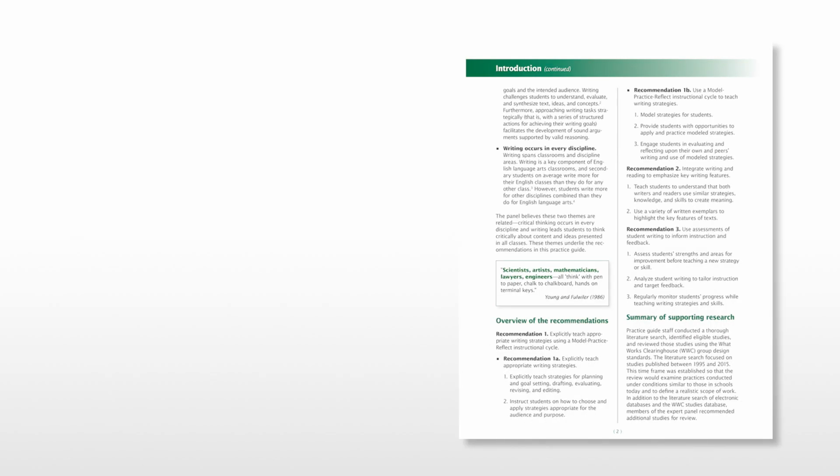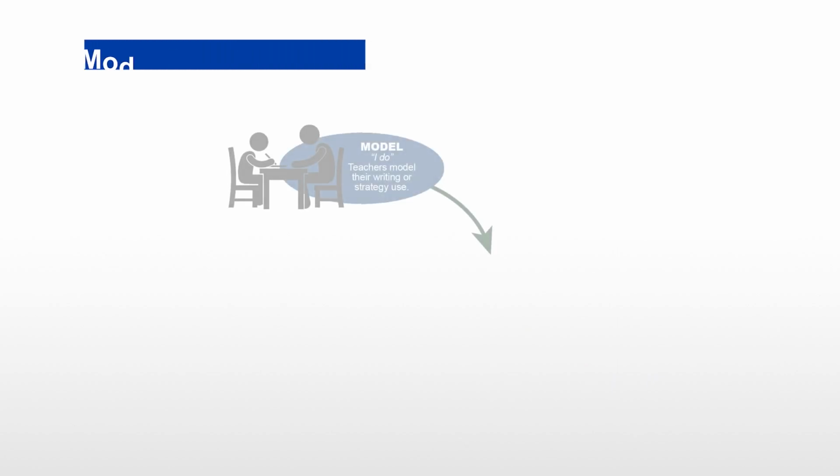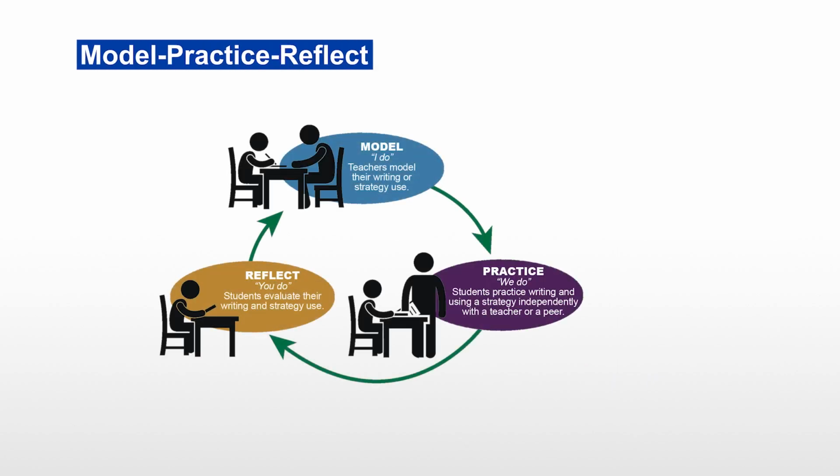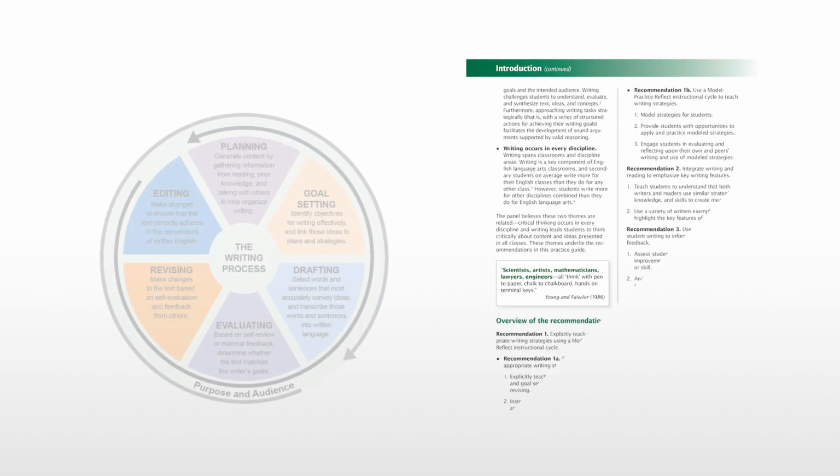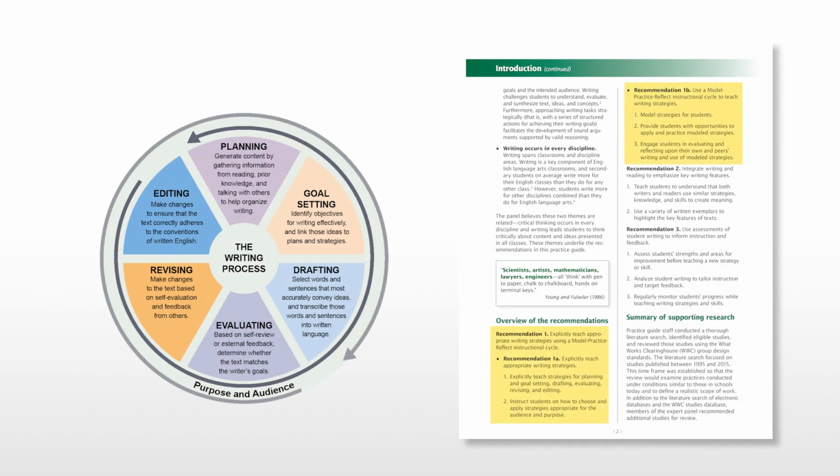This classroom video showed the following practice guide recommendation 1. Explicitly teach appropriate writing strategies using a model, practice, reflect instructional cycle. The class used text structures to organize their policy arguments for their reader. Recommendation 1 in the practice guide includes additional strategies and activities for supporting planning, goal setting, and drafting.